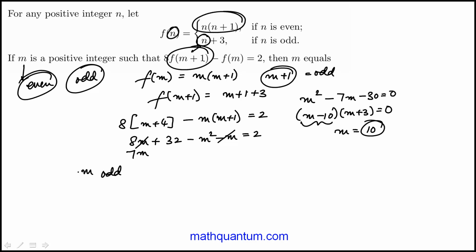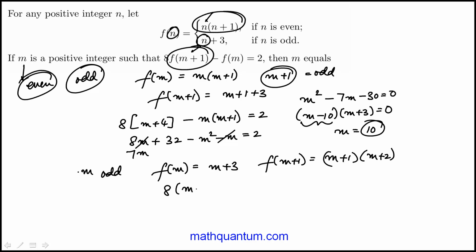in which case f of m would be m plus 3, and then f of m plus 1 would be, replacing n with m plus 1, m plus 2, because that's the even condition. And then you plug it in, 8 times m plus 1, m plus 2, minus m plus 3 equal to 2. And you'll have to simplify this quadratic.